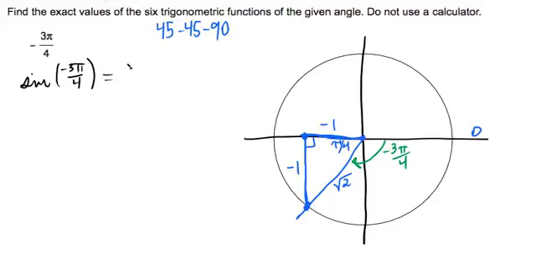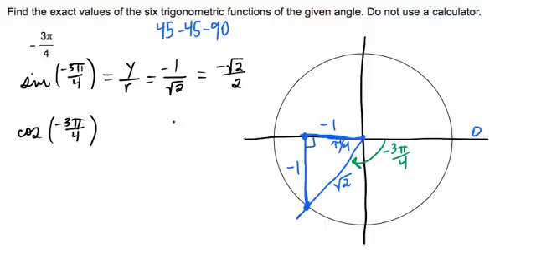So we know that sine of negative 3 pi over 4, well, we know sine of an angle is y over r, so sine of that angle would be the y value, negative 1, over the radius, root 2, or if you rationalize, you would get negative root 2 over 2. Then cosine of negative 3 pi over 4 is x over r, which is also negative 1 over root 2, or negative root 2 over 2.